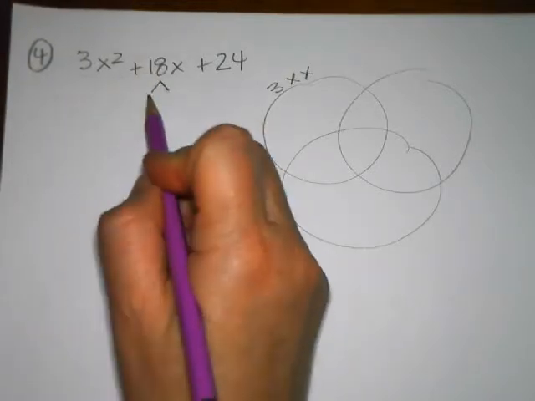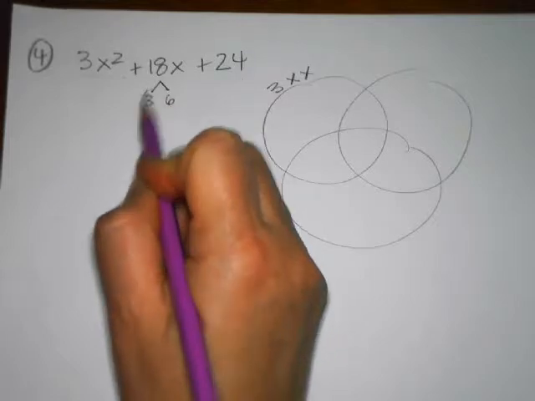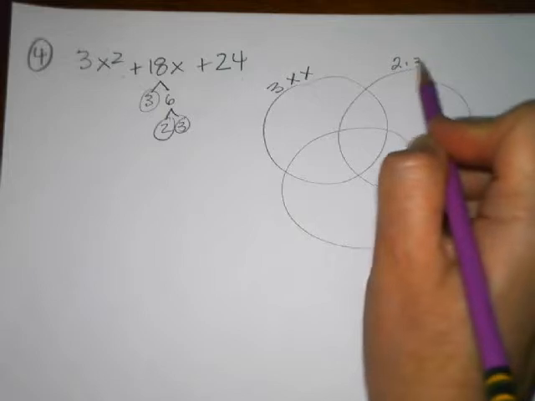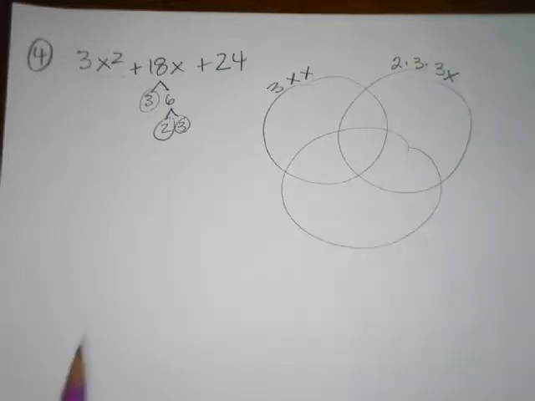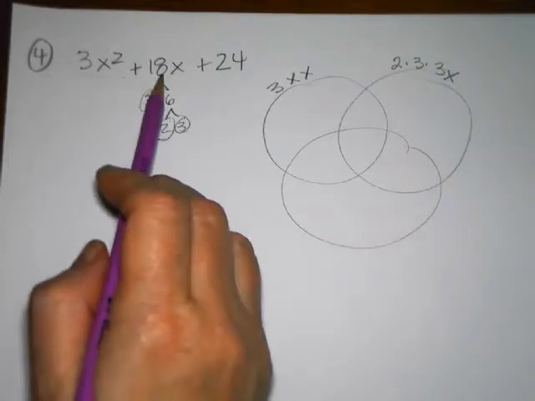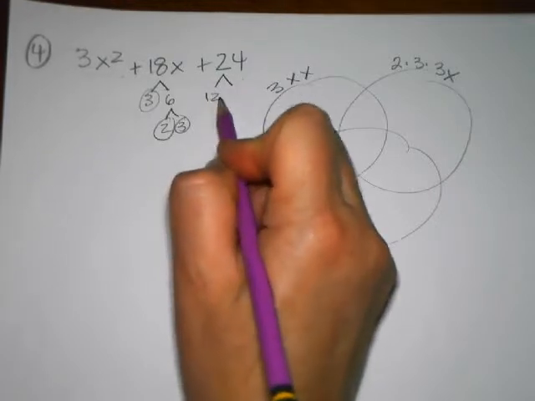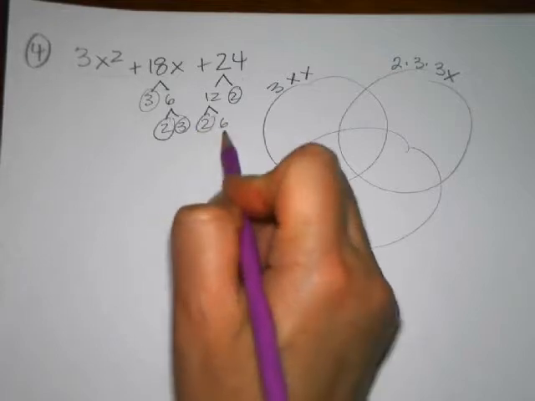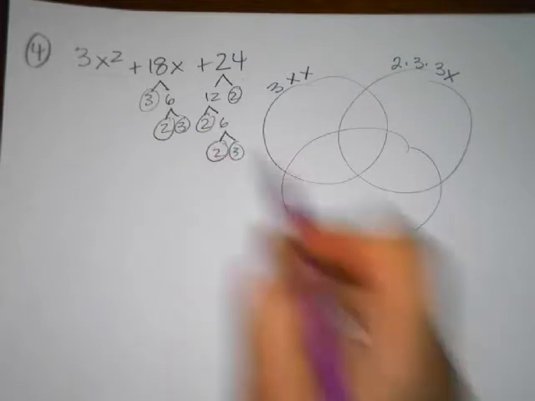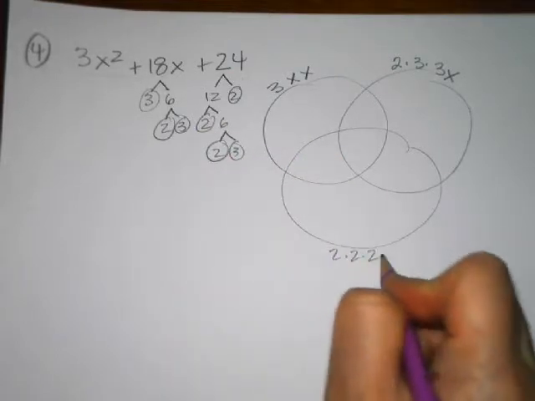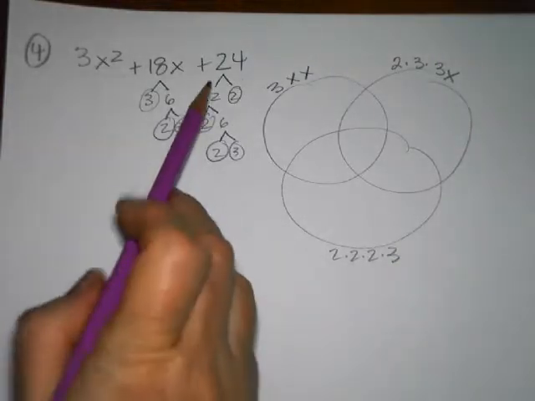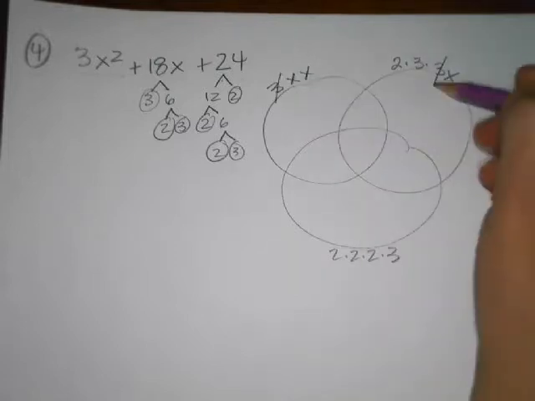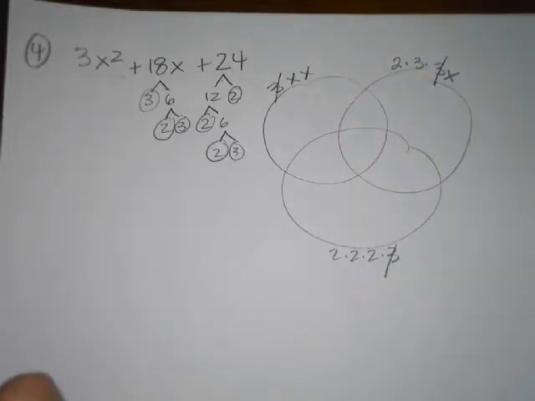18 is 3 times 6. 6 is 2 times 3. So this is 2 times 3 times 3 times x. That's 18x. 24, that's 12 and 2. 12 is 2 and 6. 6 is 2 and 3. So this is 2 times 2 times 2 times 3 for 24. Okay, so as you can see, there's a 3 as a factor for each term.